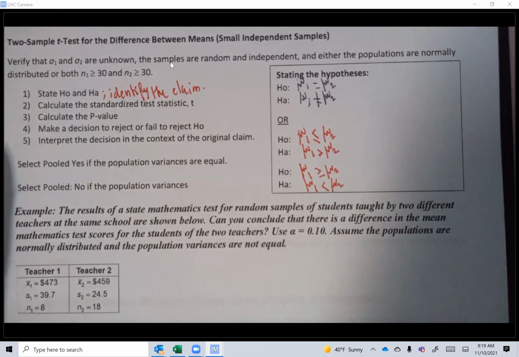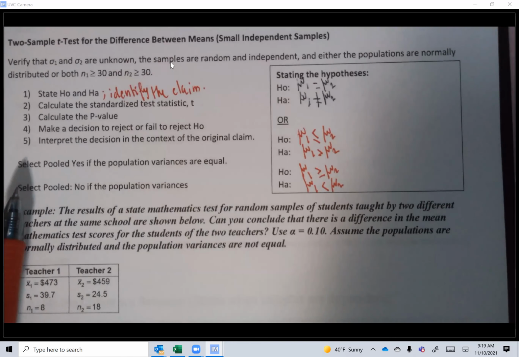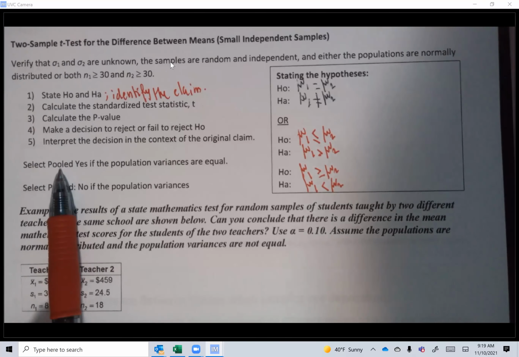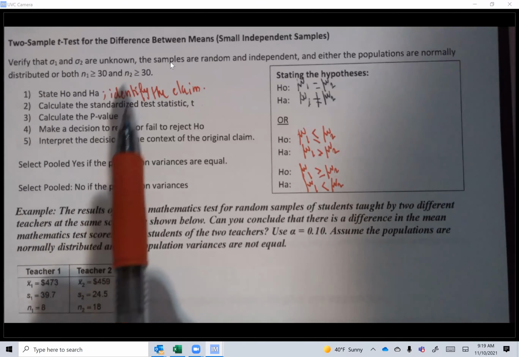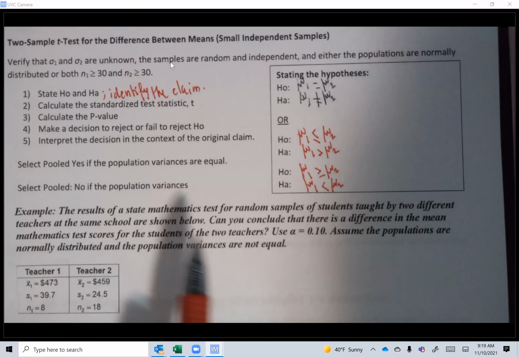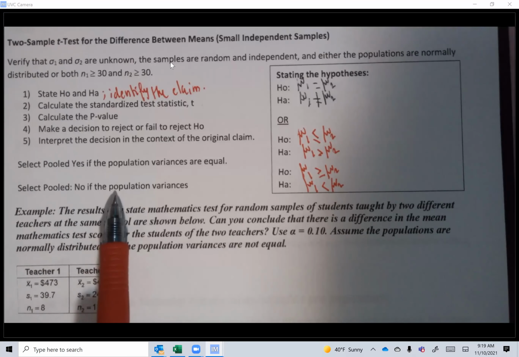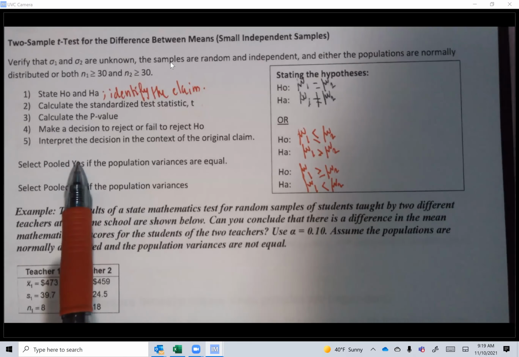Now, this is an additional feature that you have to be aware of when you use a calculator. There is a question called pooled, yes or no, when you use your calculator for the two sample t-test. We will use yes when the question tells us that we assume the population variances are equal. We make this assumption. It will be given in the problem. And if it tells us that we assume the population variances are not equal, we will use no for pooled. And based on your decision, yes or no, the test statistic and the p-value will change, guys.